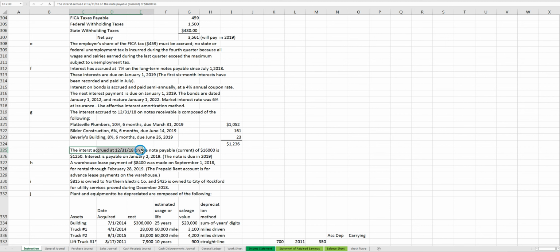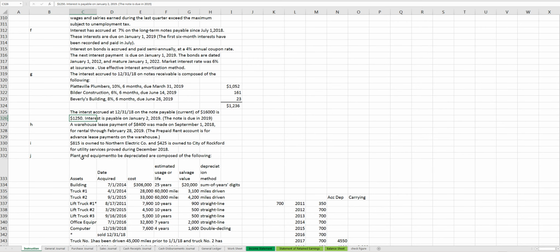And here, this one, interest accrued on notes payable, current notes payable. This amount is my interest expense. So we're going to accrue interest expense. We're going to debit interest expense $1,250 and credit interest payable. Okay, so these are about interest expenses and interest revenues.